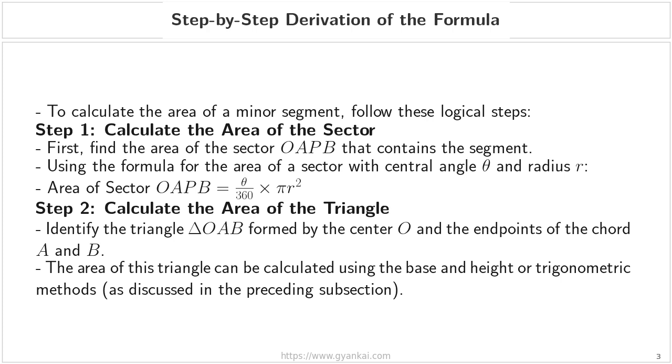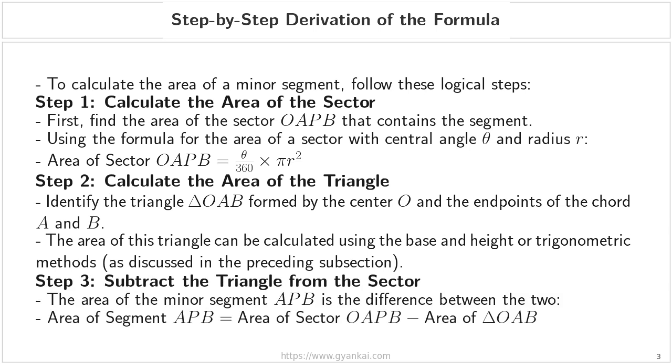Step 2. Next, we need to find the area of the triangle. If you look at the chord we discussed in the previous slide, you'll see it forms a triangle labeled delta OAB, with the center of the circle, point O, and the 2 endpoints of the chord, A and B, depending on the information given in your problem. You can find this area using the traditional base and height method. Or, if you are working with non-right-angled triangles, you can use the trigonometric methods we covered in our previous lesson.